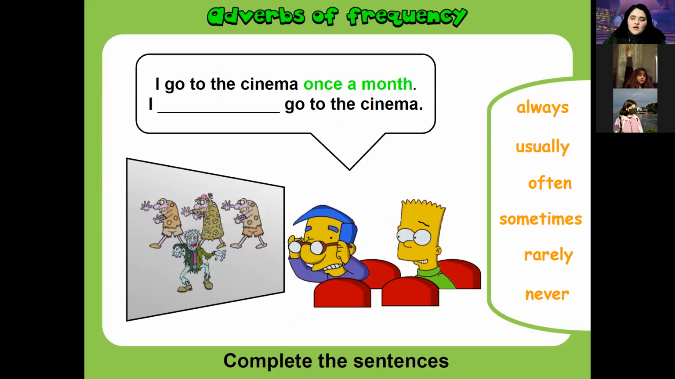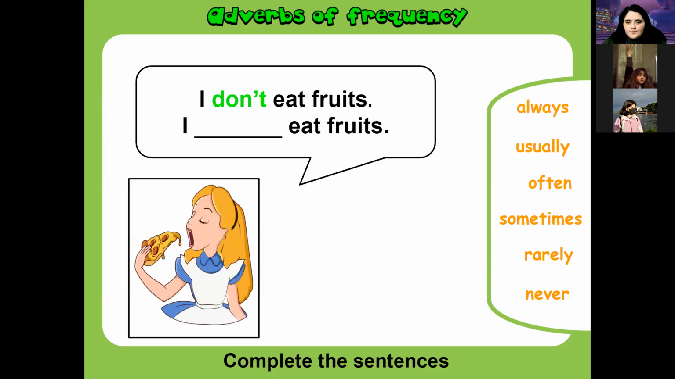The next one says, I go to the cinema once a month. Which one will you use? Always, usually, often, sometimes, rarely, or never. I think it's rarely. Yeah, okay. Rarely, let's see. It was rarely because you're doing it just one time, and it could happen one more time after all this time we're talking about.